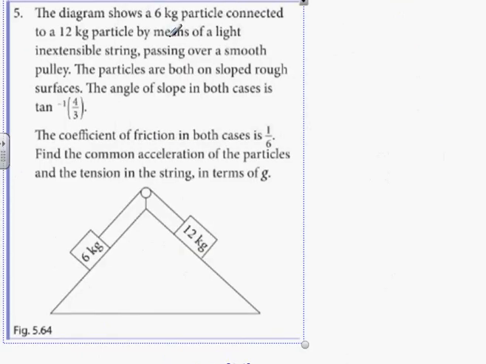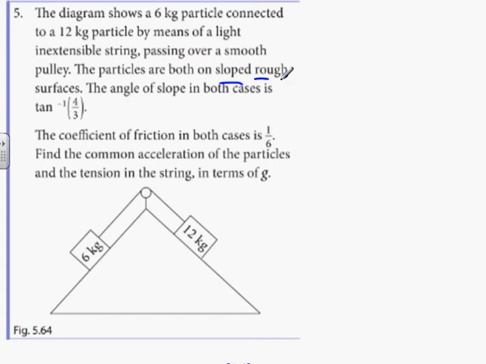The diagram shows a 6 kilogram particle connected to a 12 kilogram particle by means of a light inextensible string passing over a smooth pulley. The particles are both on slopes, rough slopes. The angle of the slope in both cases is 4/3. We'll just call that angle A. So that's A here, A here.